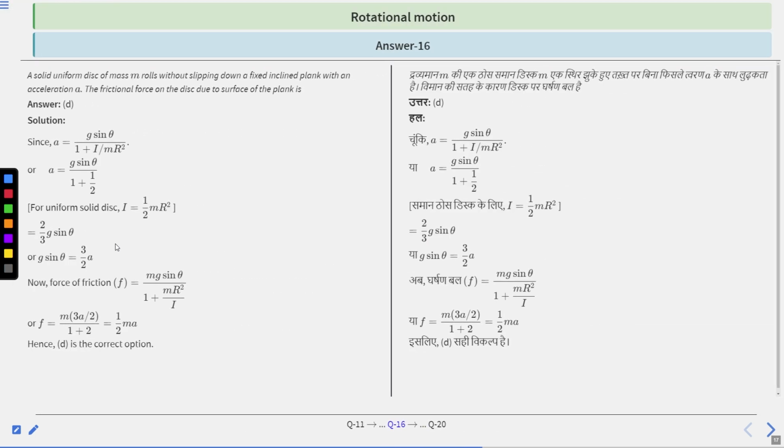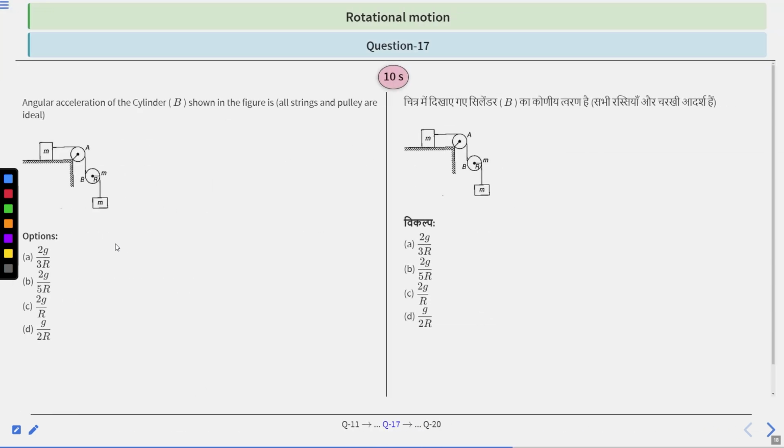Next question, question 17. The question is: find the angular acceleration of the cylinder B shown in the figure, where all strings and pulleys are ideal. So which option is correct? Option A is 2g divided by 3r, option B 2g divided by 5r, option C 2g divided by r, and option D g divided by 2r. Which one is correct? You have 10 seconds to solve this question. After 10 seconds, we will provide the solution.